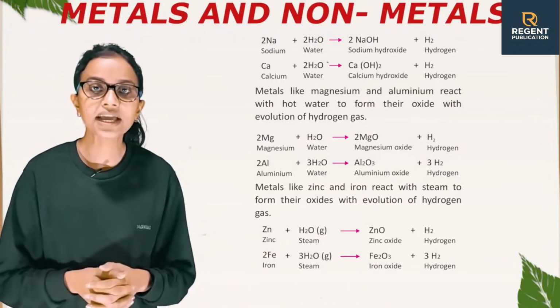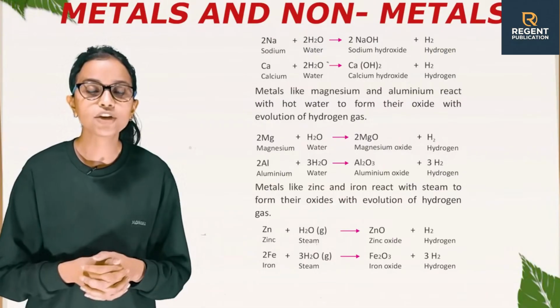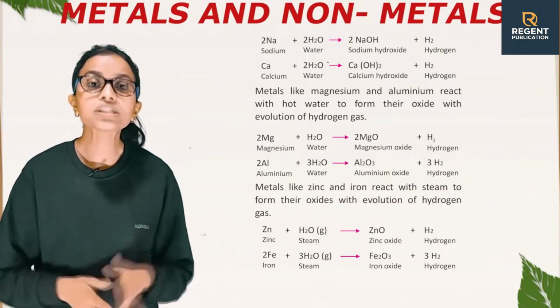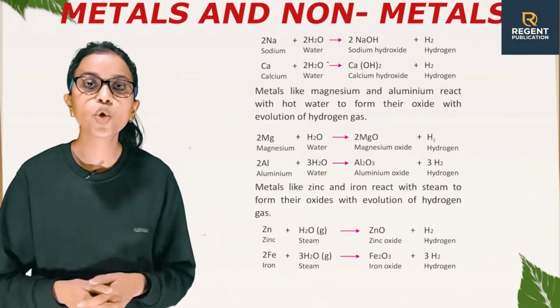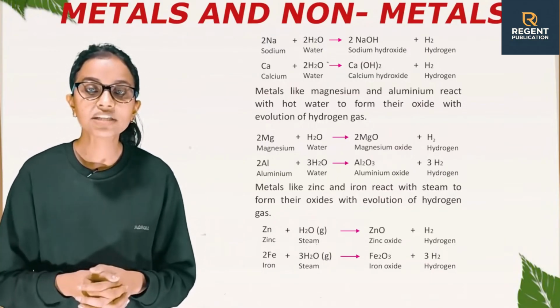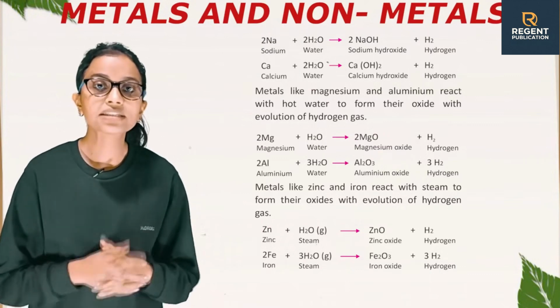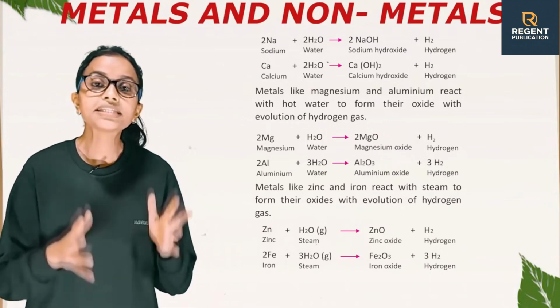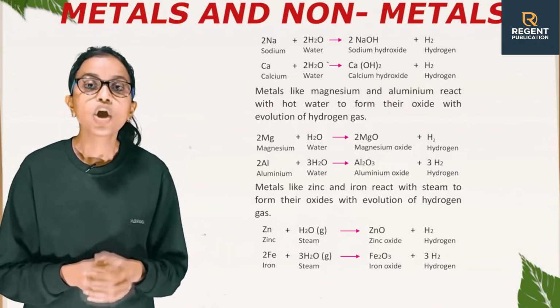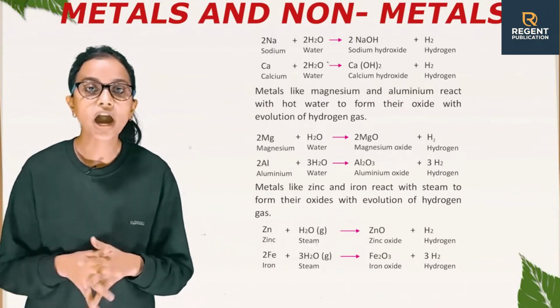Metals like zinc and iron react with steam to form their oxide with evolution of hydrogen gas. Now Zn, that is zinc, plus H2O steam gives ZnO zinc oxide plus H2 hydrogen. 2Fe, that is iron, plus 3H2O steam gives Fe2O3 iron oxide plus 3H2 hydrogen.